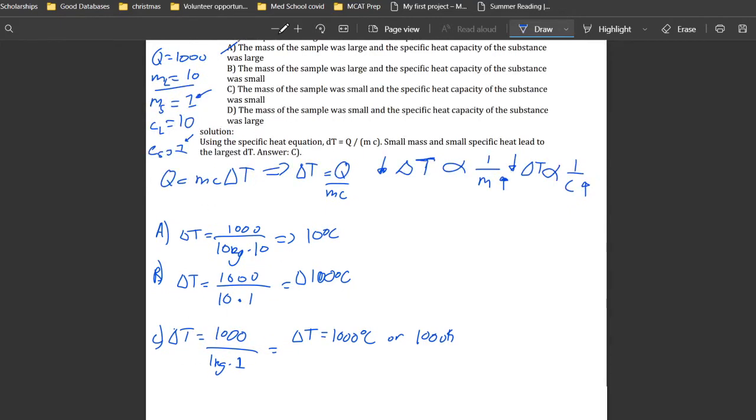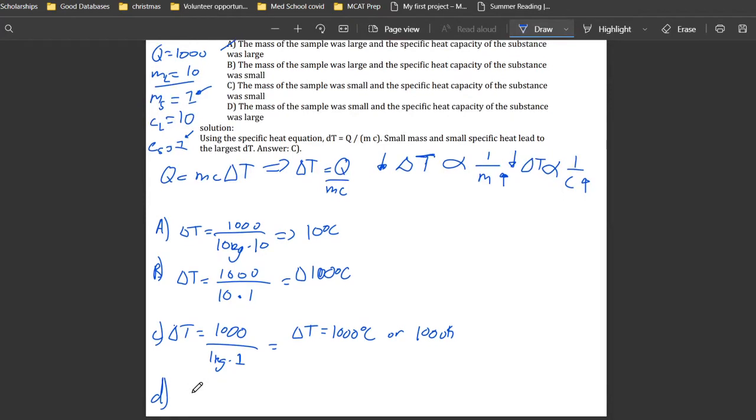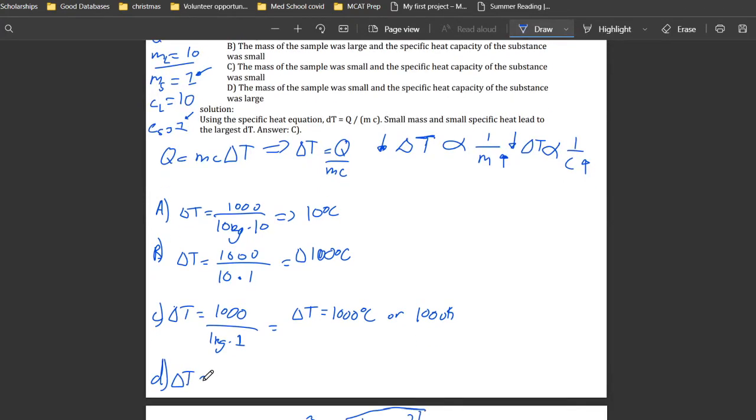And just before we knock out part D, let's just put it into the equation here. Delta T is equal to 1,000 divided by, and we're using the small mass quantity, so 1, times the large heat capacity, so we're using the 10, and that's equal to a delta T of 100 degrees Celsius, or 100 Kelvin. So we can see here that answer choice C has the largest change in temperature.